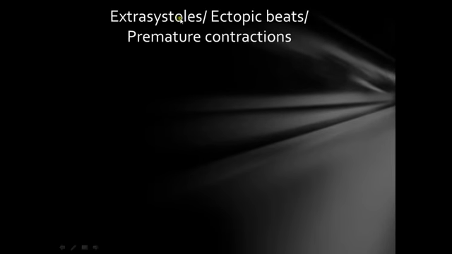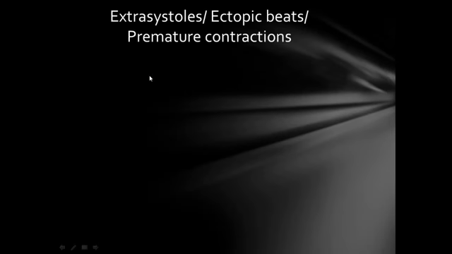Extrasystoles are also called ectopic beats and premature contractions, and all of them are defined as any part of the heart depolarizing earlier than it should. It means that part of the heart does not wait for the action potential coming from the SA node, but simply depolarizes spontaneously by itself. But this is just an occasional event. That's why extrasystoles are classified as occasional arrhythmias and not sustained arrhythmias. In other words, the heart will return to normal sinus rhythm after that premature contraction.